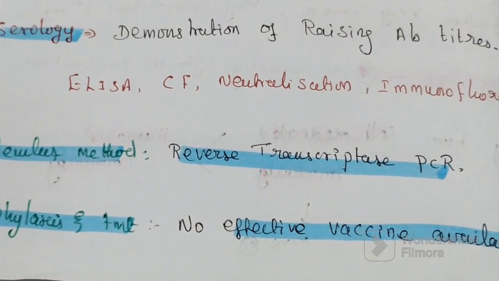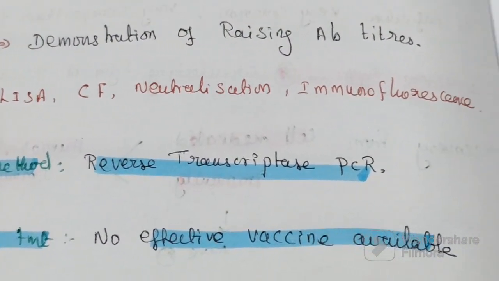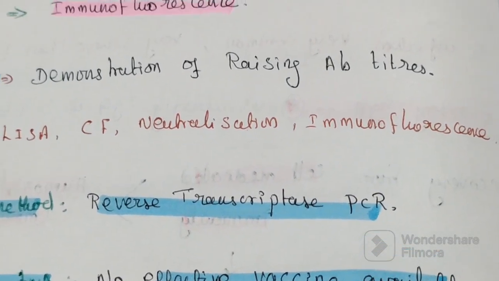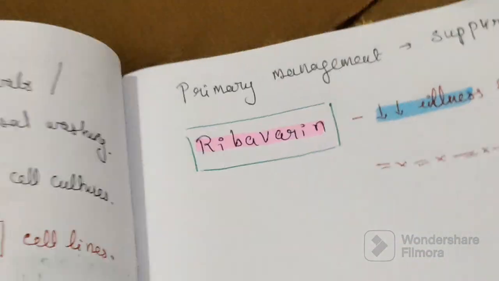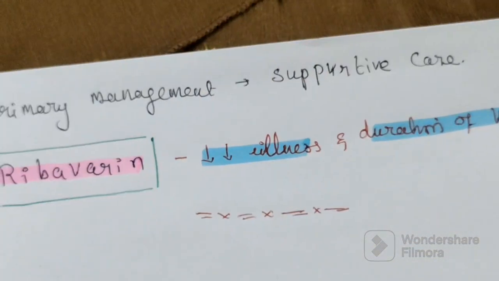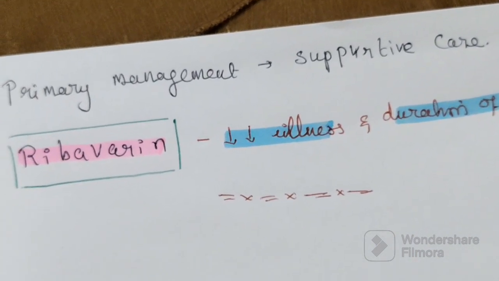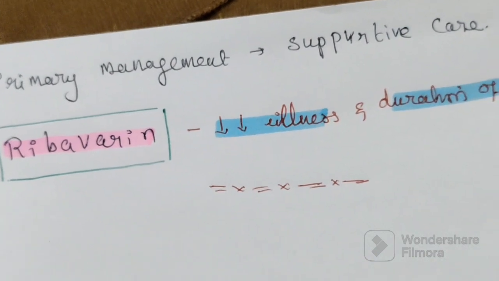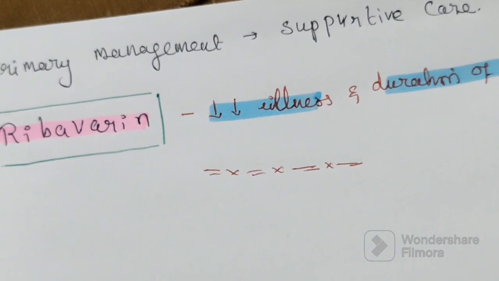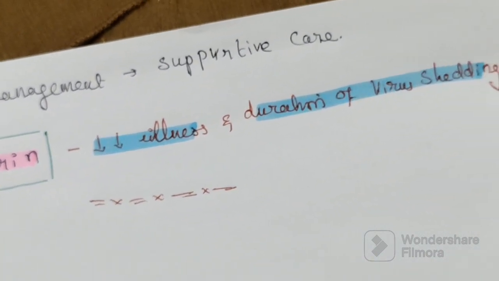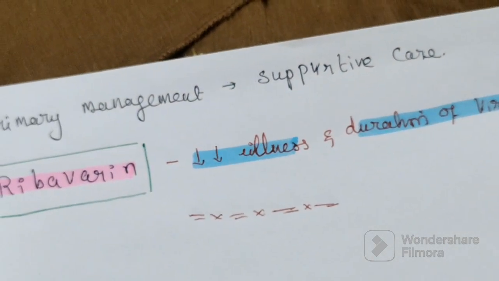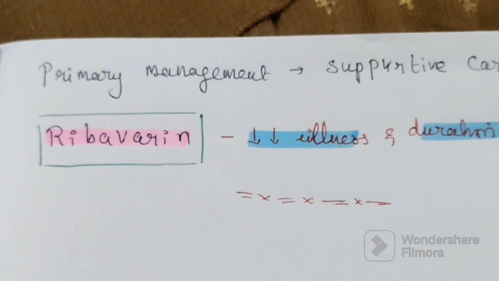Then prophylaxis and treatment: no effective vaccine is available. For treatment, ribavirin is used as primary management. It decreases the illness and the duration of virus shedding.